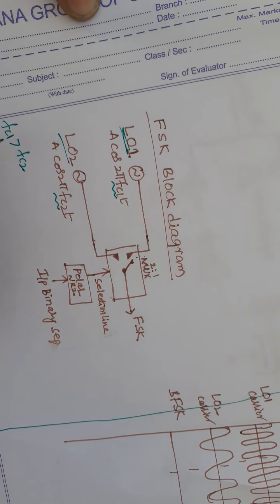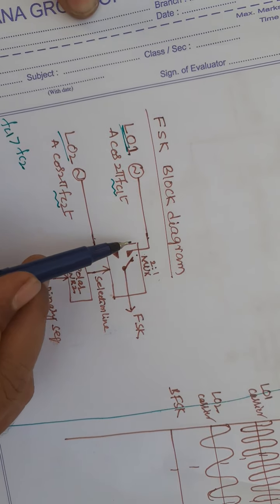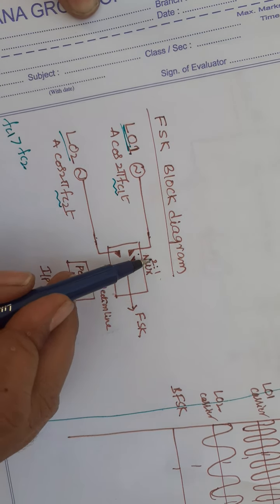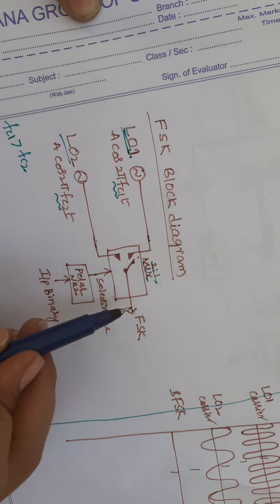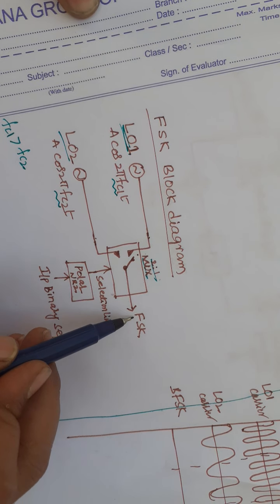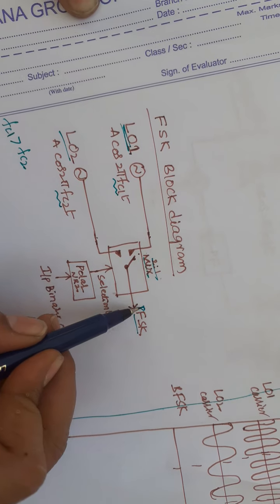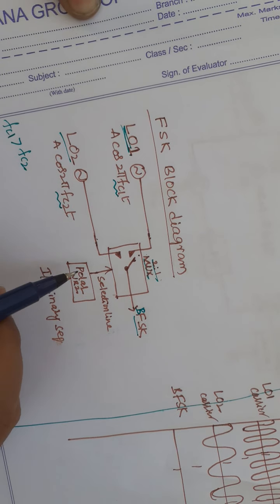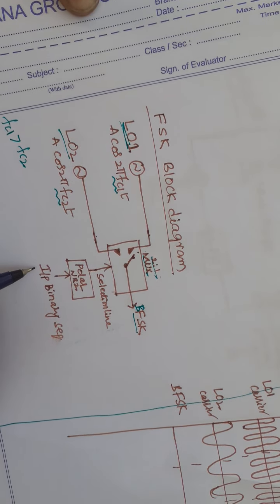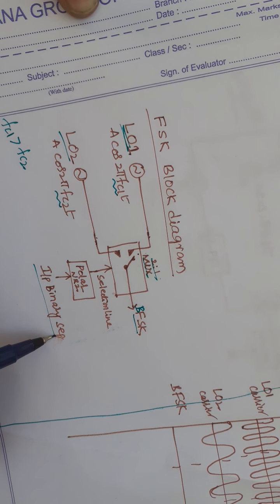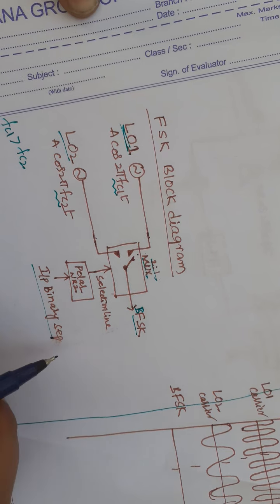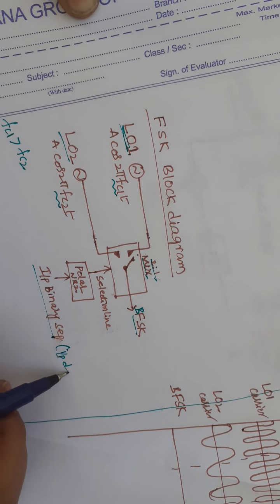Now, these two local oscillators are given to a 2:1 multiplexer. So, two inputs and it produces a single output, that is the FSK output, BFSK output. And the selection line is the input binary sequence, 1 and 0, also called the input data.